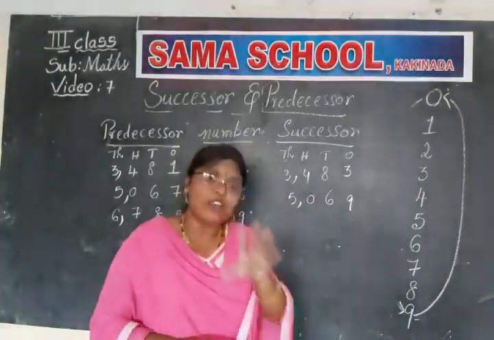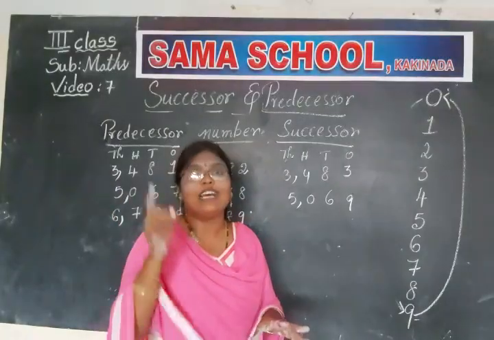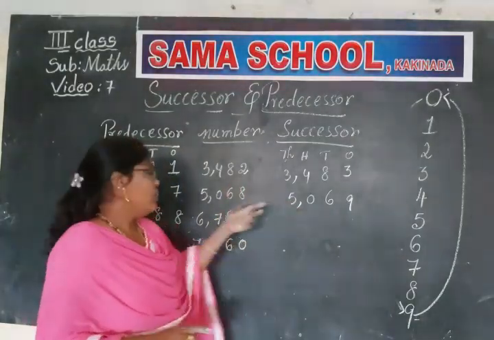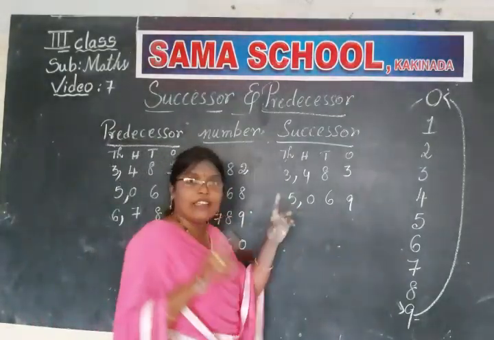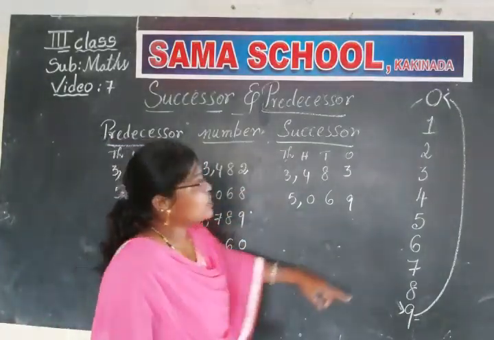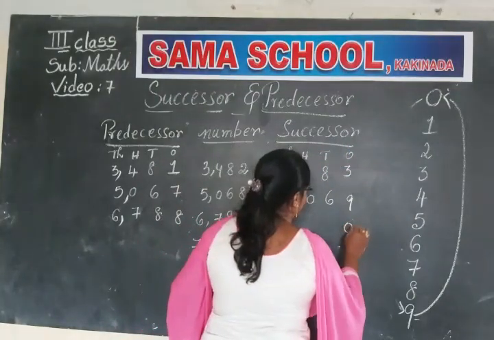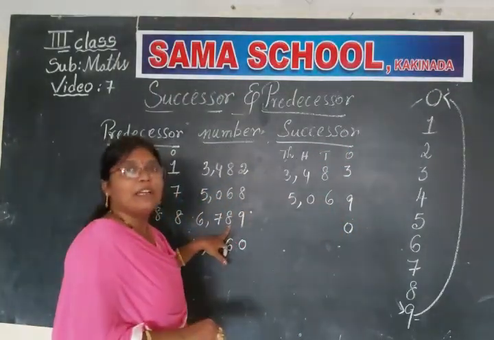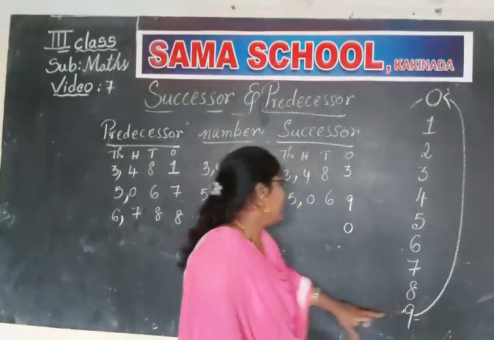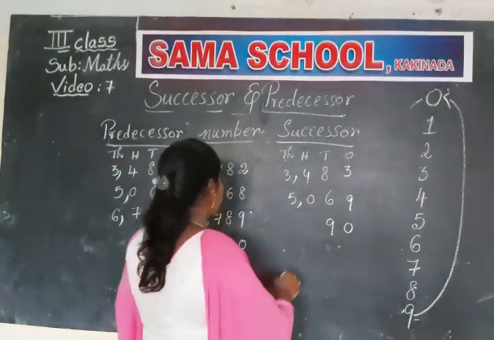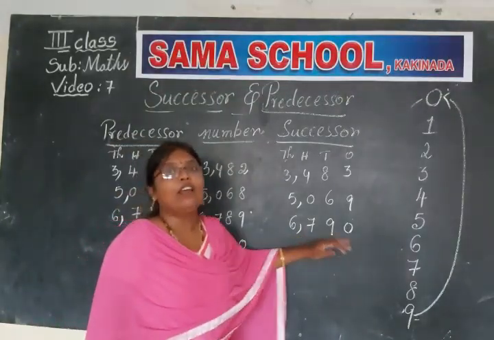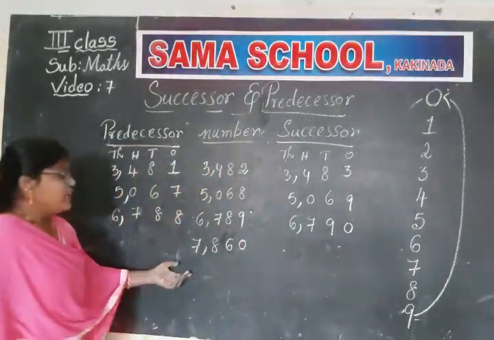When there is 0 in the ones place, you must be careful while writing the predecessor. Here we have 9, so to write the successor, you have to change the tens place digit also. What is the successor of 9, children? It is 0. And here the tens place number is 8. You have to change this also. So the successor of 8 is 9. Write 9 in the tens place and the remaining digits as it is. So 6790.